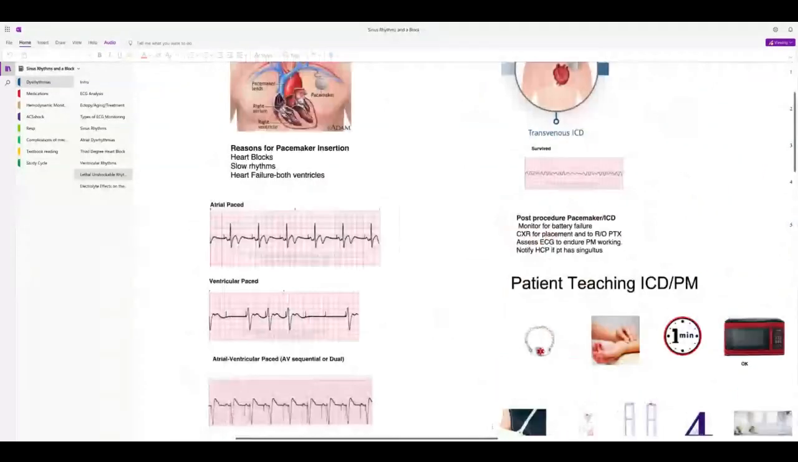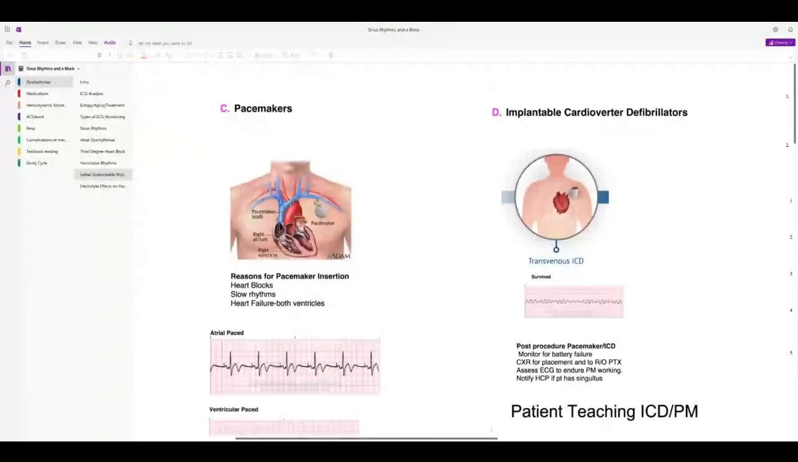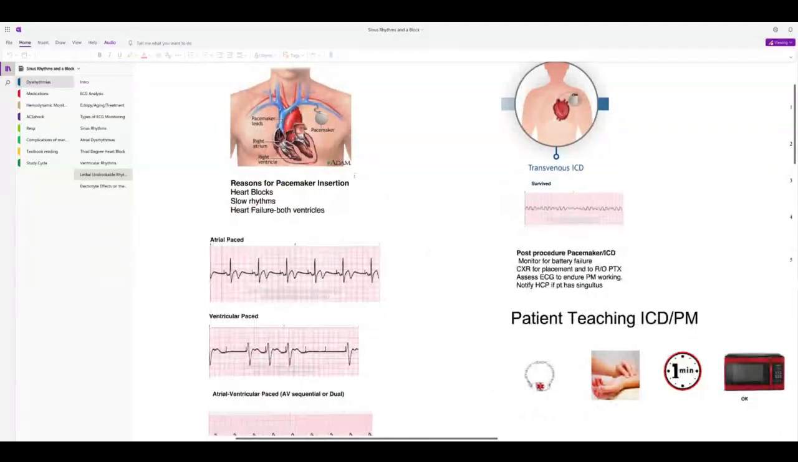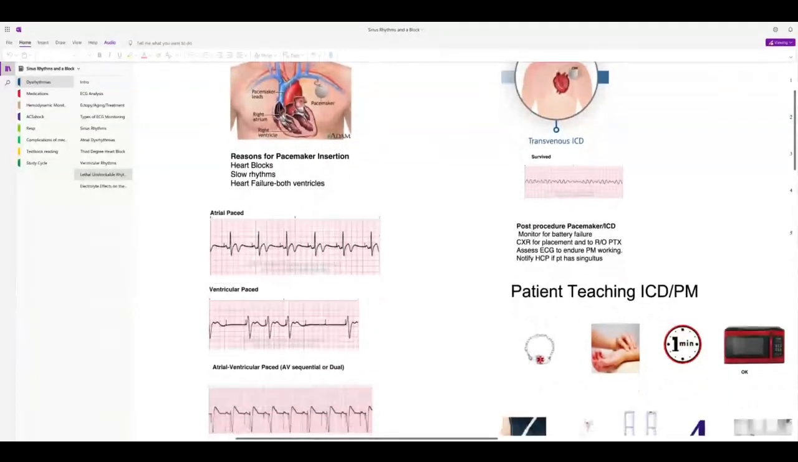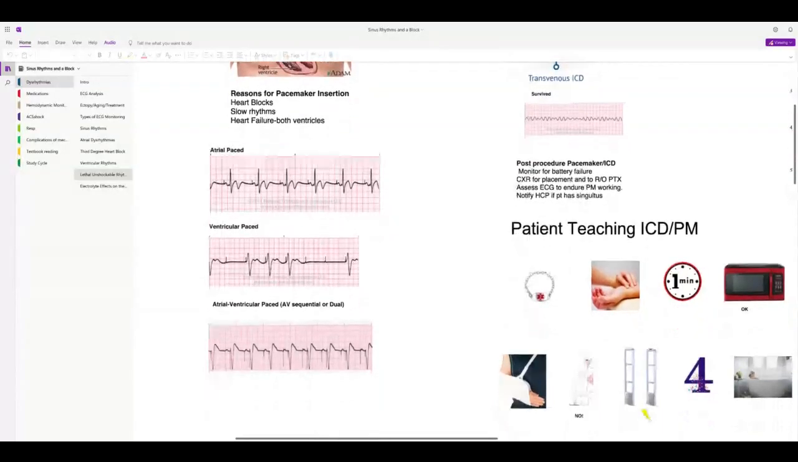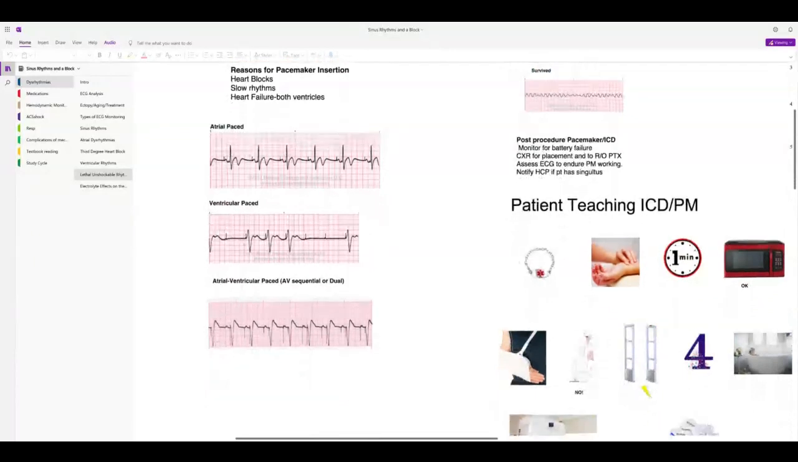Okay, implantable cardioverter defibrillators. They can be combined with a pacemaker or they can be done alone. It's for people that have survived cardiac arrest. Okay. Any of these procedures, after they're done, you always do a chest x-ray, like even when somebody gets a central line, to make sure they don't have a pneumothorax, okay? Notify the provider if the patient has hiccups, because then they're going to need to go move the wire, okay? It's tickling their nerves.